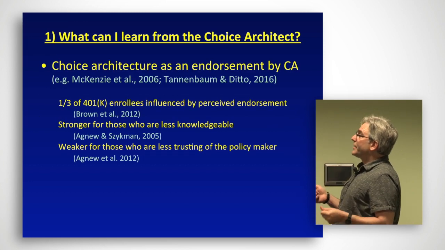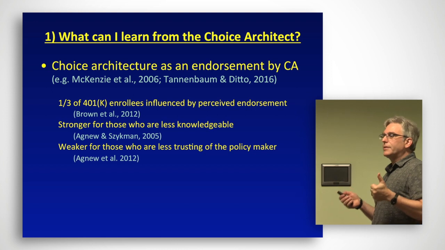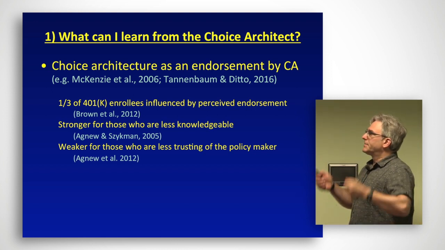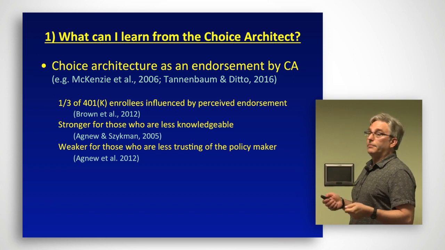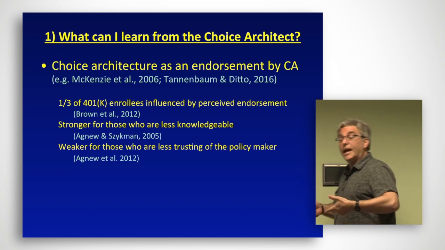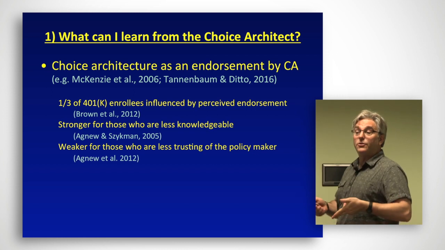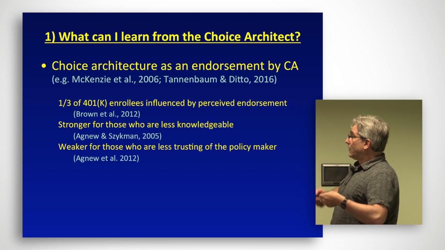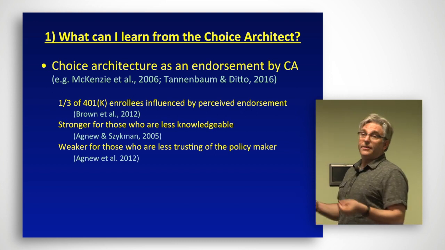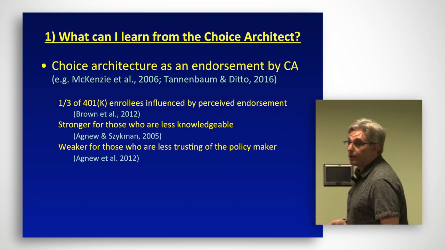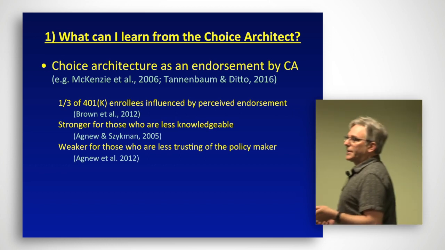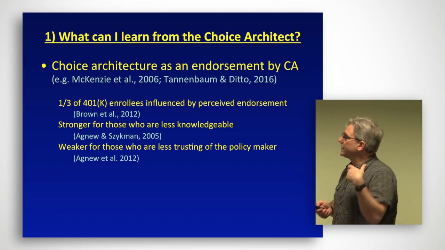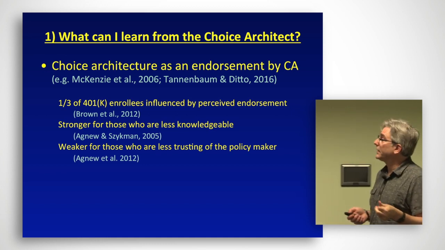Okay, what can I learn from the choice architect? Well, one thing we're starting to learn from recent studies is that choice architecture, in particular a default, is sometimes viewed as an implicit endorsement from the choice architect. Why did they choose this as the default? Why is it the default that I, for instance, save for retirement by enrolling in a 401k plan? A lot of studies have shown that when I'm offered a set of choices, one of them is the default, I take it as an endorsement from the choice architect.